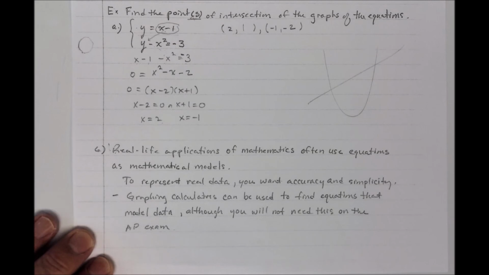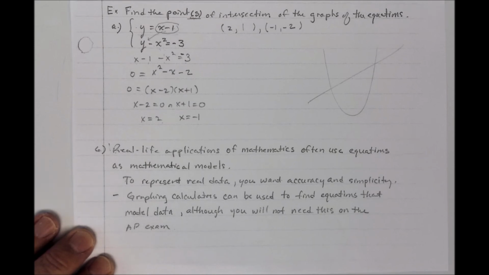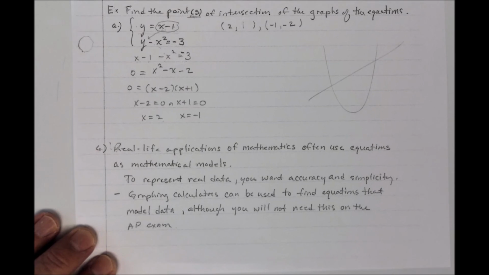It could be having to do with money. It could have to do with people's ages. It could have to do with half-lives, time, distance, velocity, and such. And so what we're going to want to do is be able to create an equation that models the problem. And if we're given data, maybe some ordered pairs, we want to try to make it as accurate as possible.